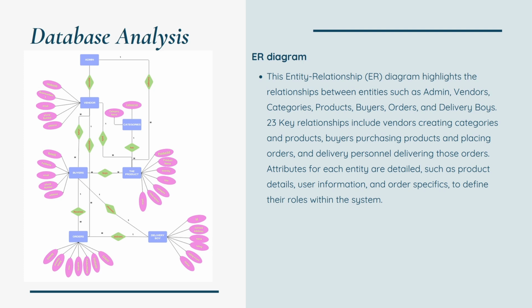Here, the entity relation diagram is shown. This highlights the relationship between the entities such as admins, vendors, categories, products, buyers, orders, and delivery boys. Each entity has its own attributes, like details, user information, or specifics to define their role within the system. Each entity has relationships with the others, like one to one, many to one.